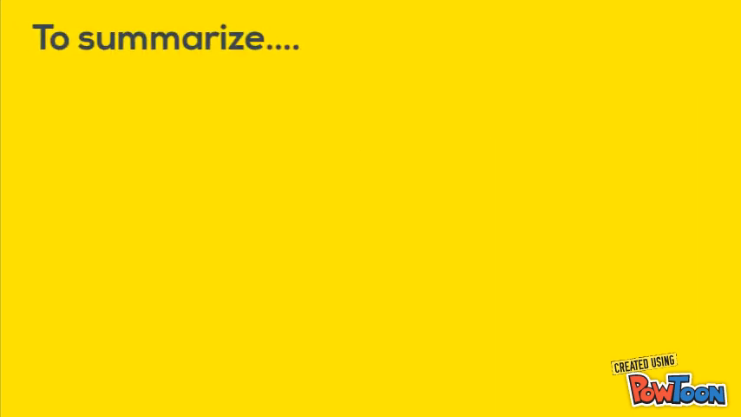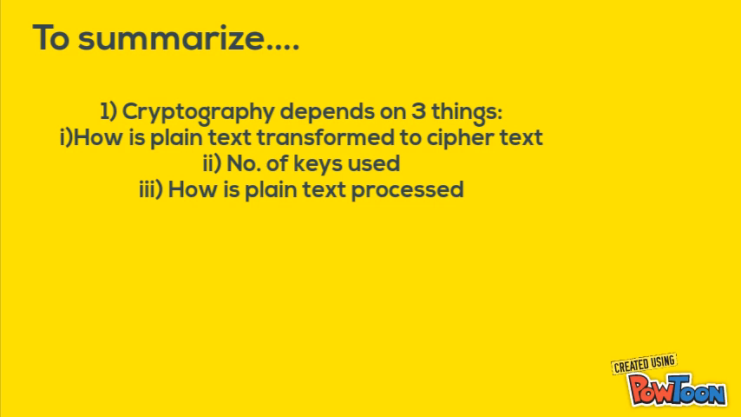To summarize, firstly, cryptography depends on 3 things. Number 1, how is plain text transformed to ciphertext? Number 2, number of keys used. And number 3, how is plain text processed?